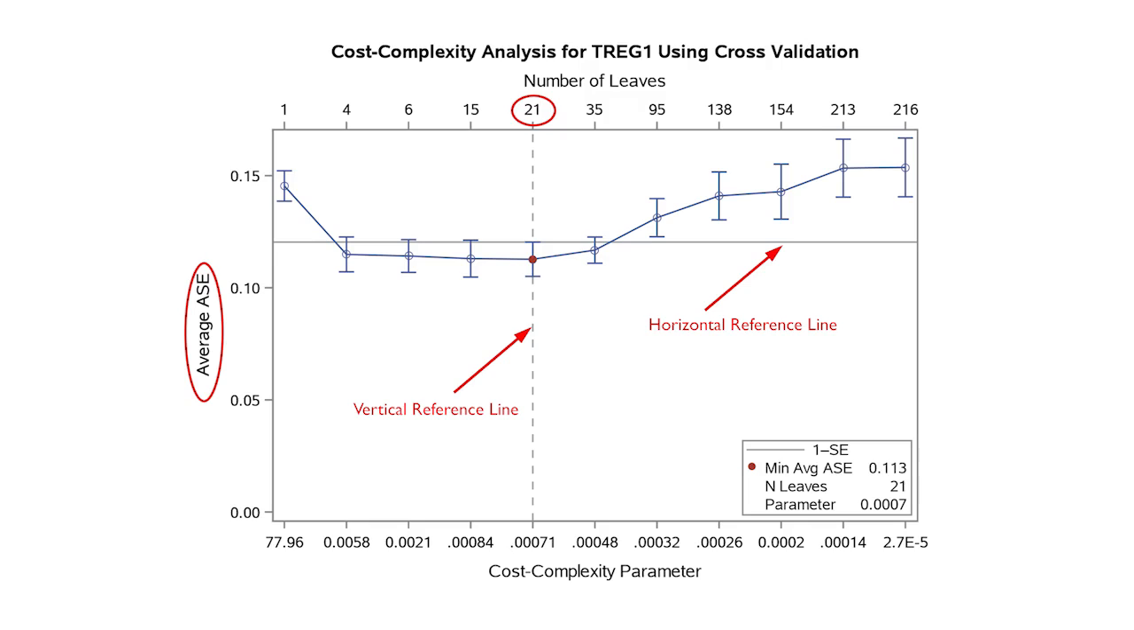Often, the 1 minus SE rule is applied when you are pruning via the cost complexity method to potentially select a smaller tree that has only a slightly higher error rate than the minimum ASE. Selecting the smallest tree that has an ASE below the horizontal reference line is in effect implementing the 1 minus SE rule. By default, SAS uses this rule to select and display the final tree.